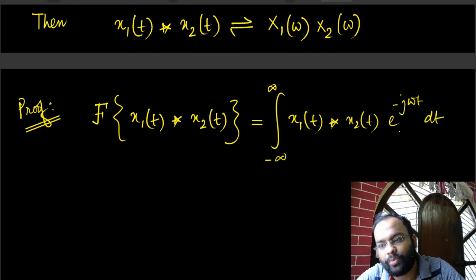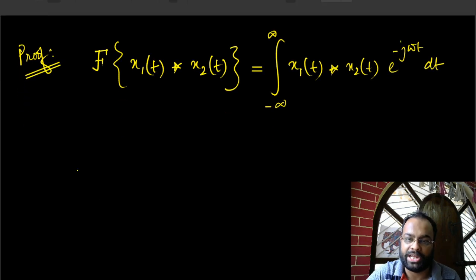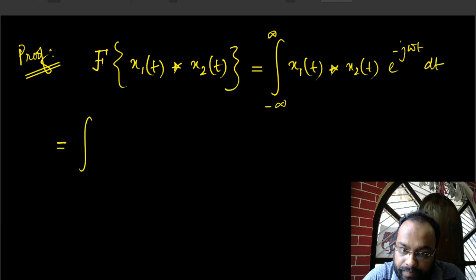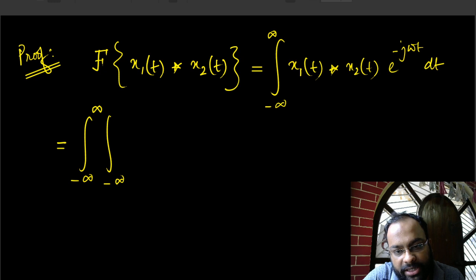So that's the signal we are calculating the Fourier transform of. That's by definition, right? So now here we are writing this, and again quickly we are going to encounter a double integration, because how is the convolution defined? The convolution is defined through another integration, right? And what is that integration?